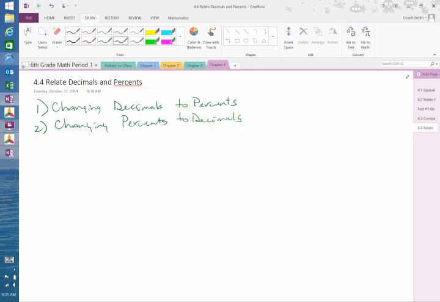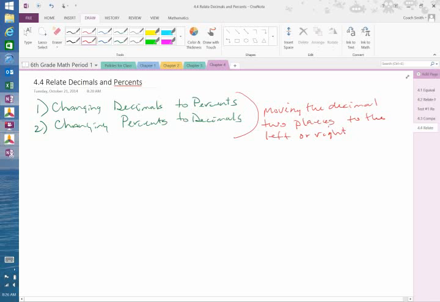Okay, both of them are fairly simplistic. Like I said, it's not going to take you long to do this, because the two processes are basically moving the decimal two places to the left or right, depending on which one you're doing. All you have to do is move the decimal. You always move it two places, left or right.